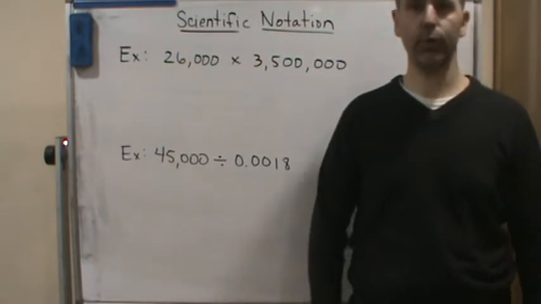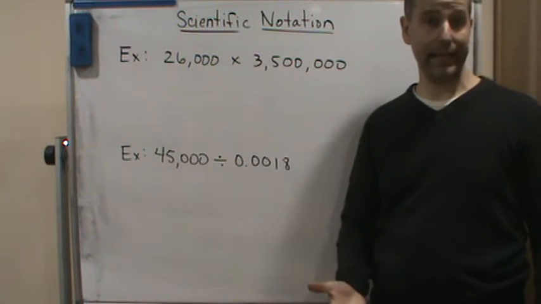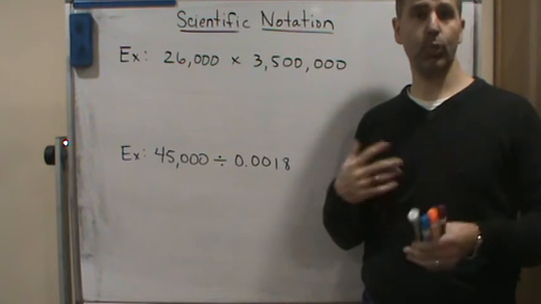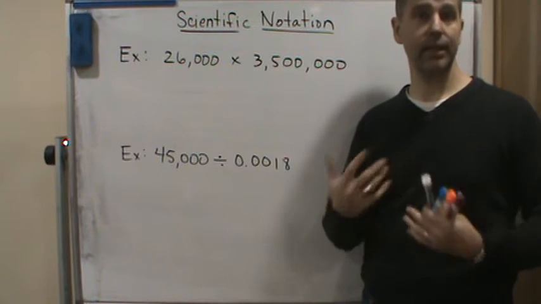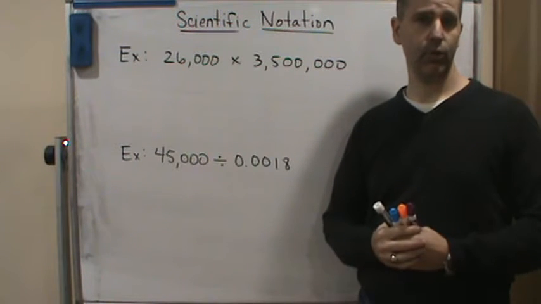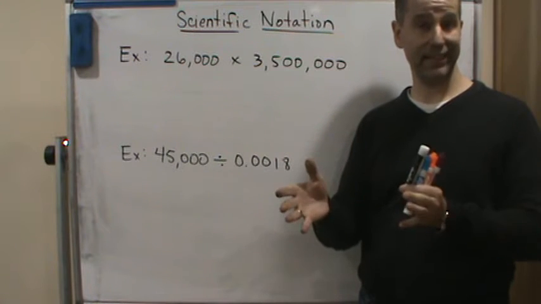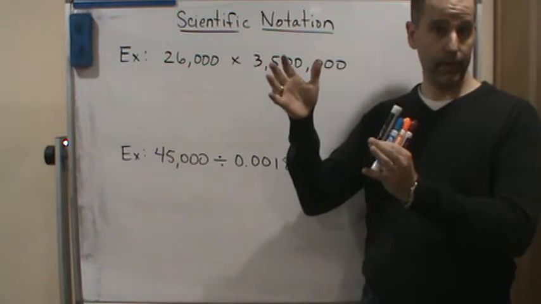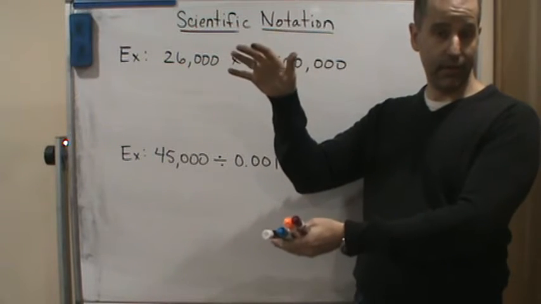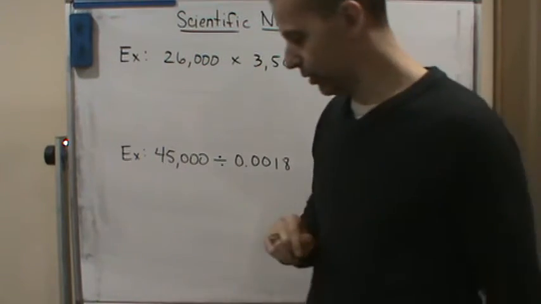Okay, so now we're going to talk about multiplying and dividing numbers using scientific notation. This makes it really easy to deal with large numbers versus small numbers, because the way we handle it is basically dealing with the first numbers together and then the second numbers, the powers of 10, together. So let me tell you what I mean.